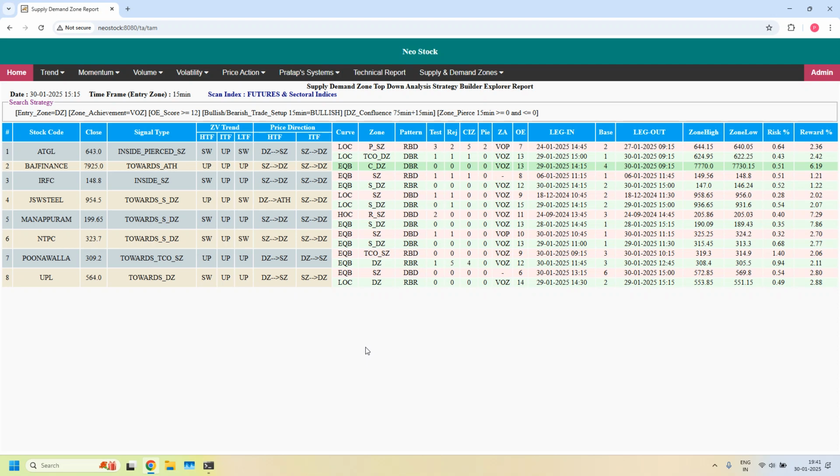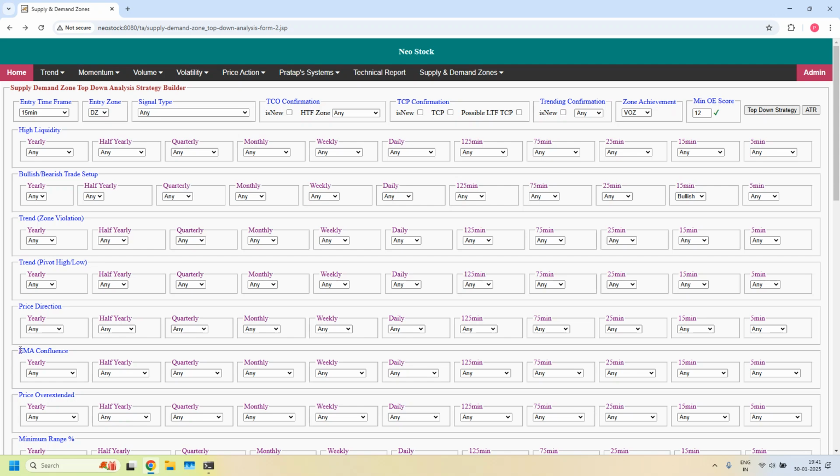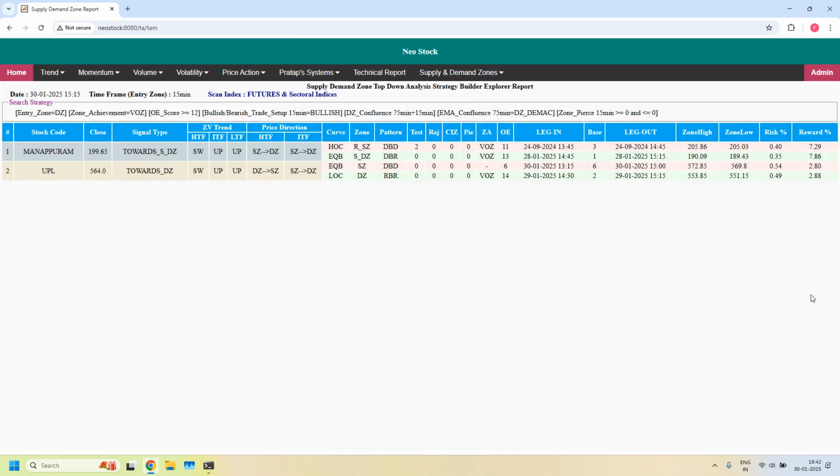That means they are part of the 75 minutes demand zone. And 75 minutes trend is ITF trend, is uptrend. Because the 15 minute zone is part of the 75 minute zone, and if the 75 minute zone is having daily EMA confluence, they are even much more high probability setup supported zones, these 15 minute zones. Let's verify. In the EMA confluence, 75 minutes time frame, I am setting the filter 75 minutes demand zone having daily EMA confluence. With this filter, we got 2 stocks. So these 2 demand zones are high probability trade setup supported demand zones.